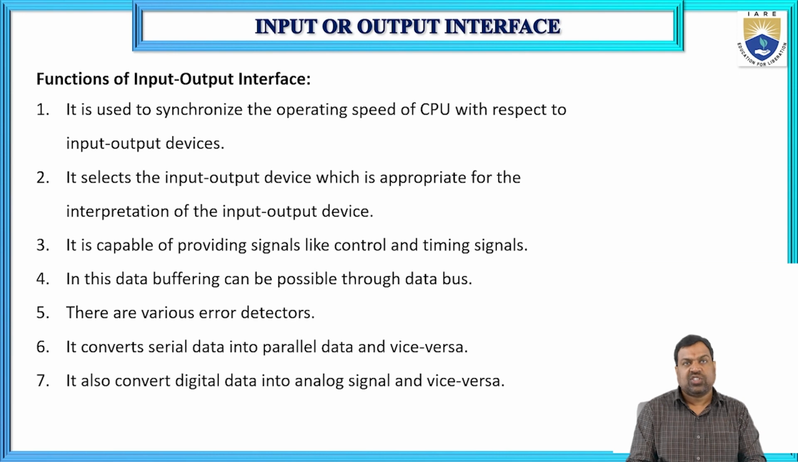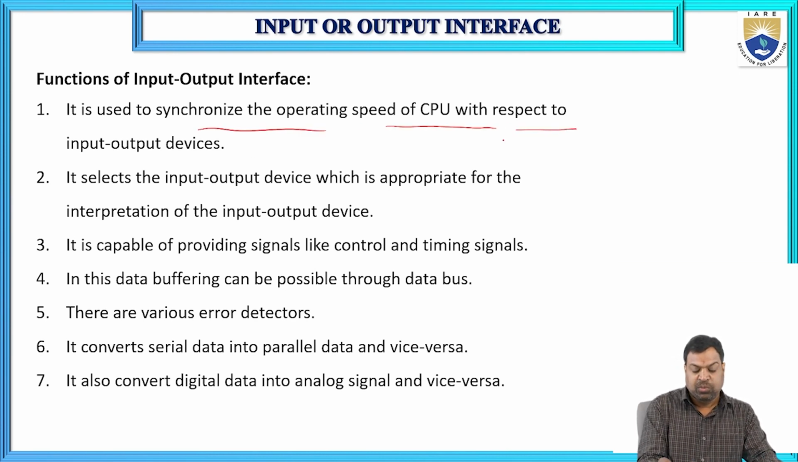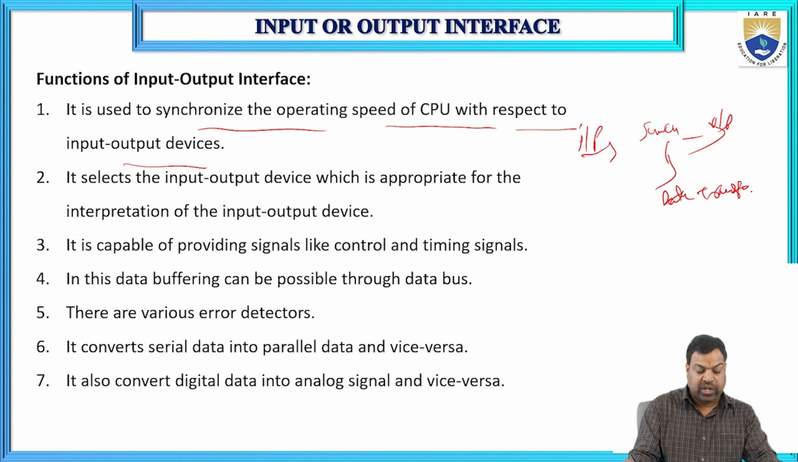So what are the functions of input output interfacing? It is used to synchronize the operating speed of the CPU with respect to input output. So synchronization is in between the input and output. What does synchronization mean? It is for the data transfer between the input and output.